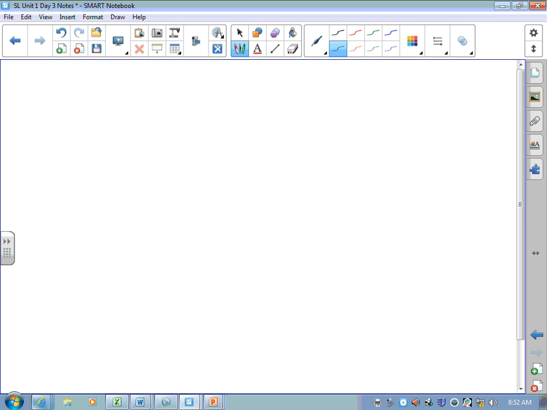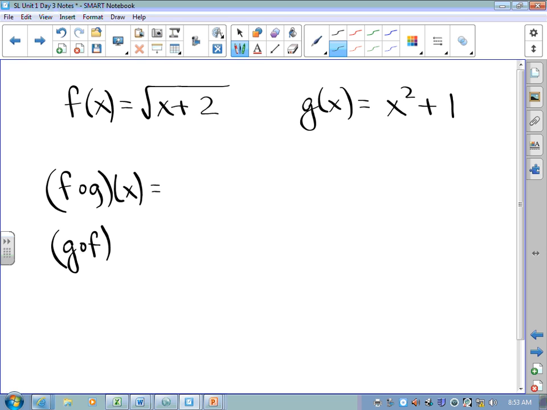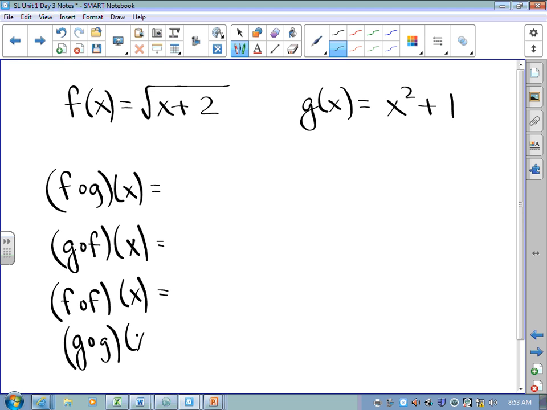So, things you should know how to do. You should know that if f of x is, I don't know, the square root of x plus 2, and g of x is x squared plus 1, you should know what f of g of x is, what g of f of x is, what f of f of x is, and what g of g of x is. I will do a couple. You will do some when we get to class together.